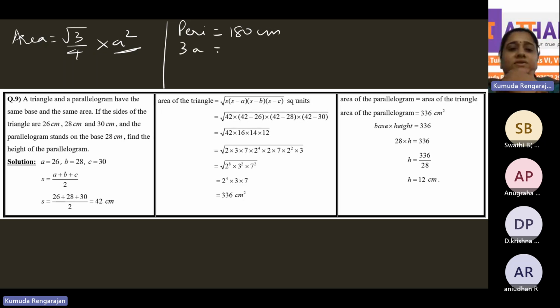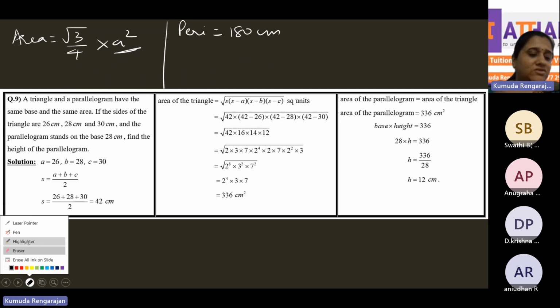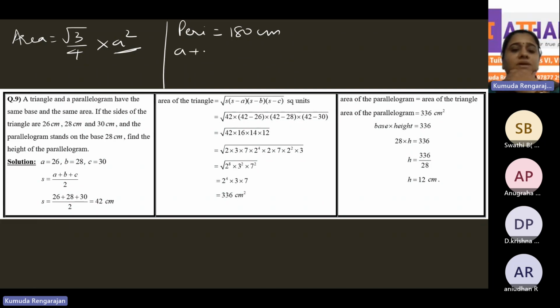In this triangle, all the three sides are equal, no? A plus A plus A, because perimeter means sum of the three sides. So A plus A plus A is equal to 180. So 3A is equal to 180. A is equal to 60 centimeters. So side is 60 centimeters.